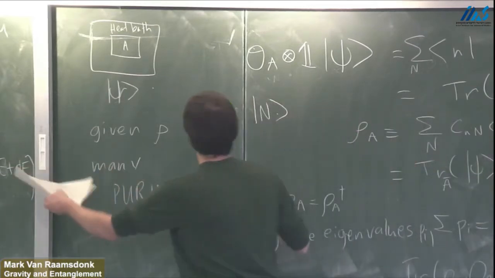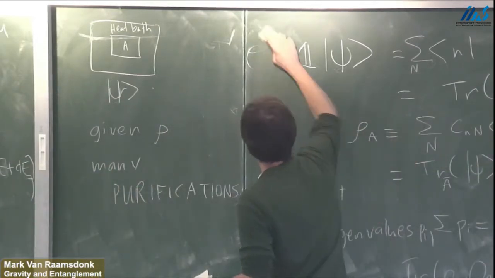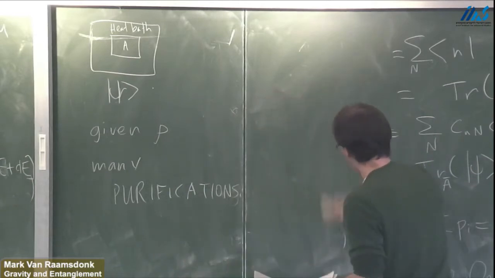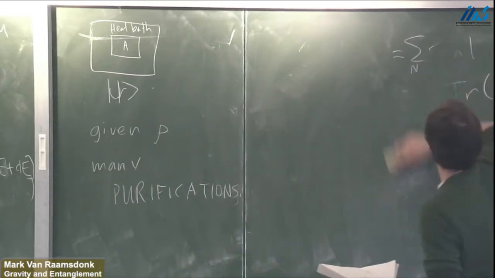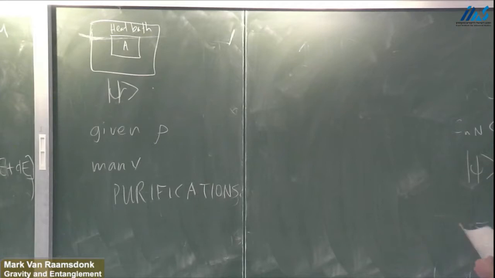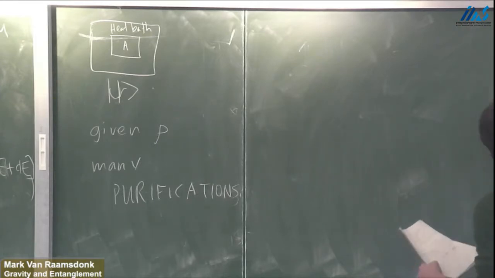Okay, so I mentioned these statistical mechanics examples because they're useful for the next thing that I would like to do, which is to understand how we can quantify the notion of entanglement.